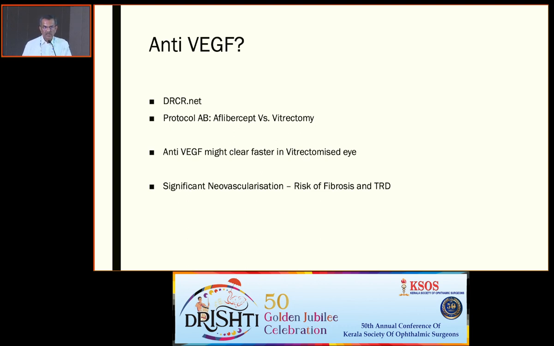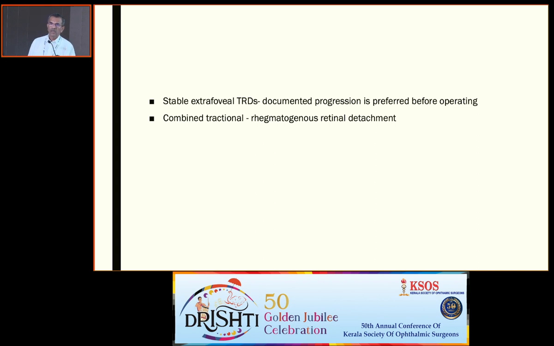If there is significant neovascularization, there is no point in waiting, because the risk of fibrosis and tractional retinal detachment is much more. So an eye with a significant neovascularization needs a vitrectomy. Stable extrafoveal tractional detachments, you can probably observe, no need to go in at the earliest. Look for progression, document the progression, and if there is progression, refer for a VR surgery. A combined tractional and rhegmatogenous detachment most of the time needs a VR surgery, so refer early.